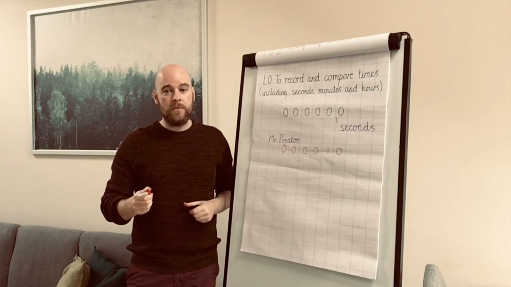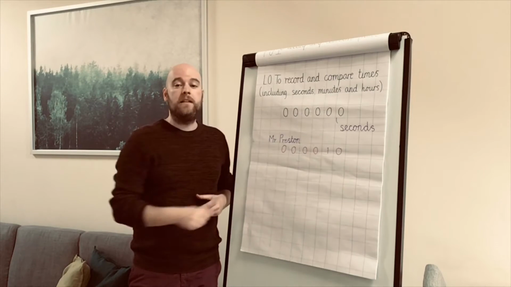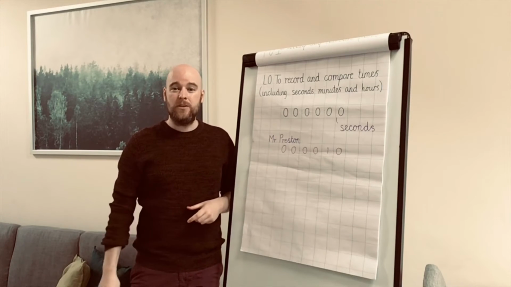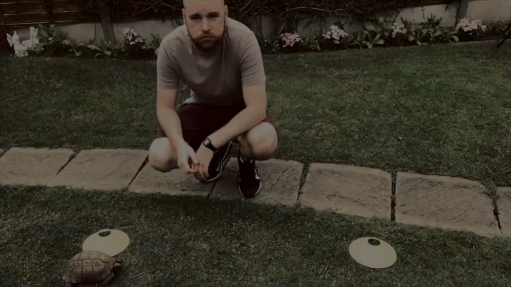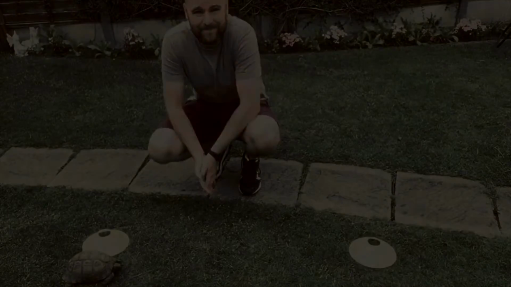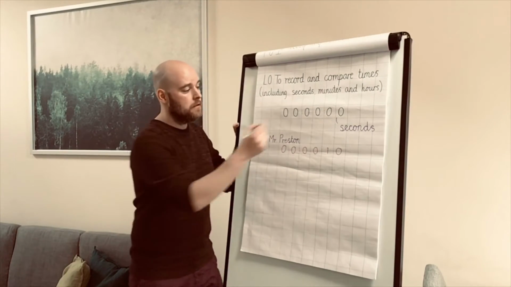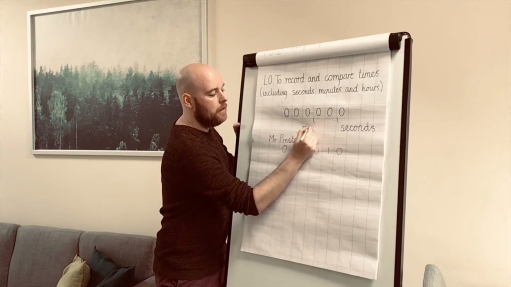Now, some things, if you remember at the start, there are 60 seconds in 1 minute. So when it goes past 60 seconds, we start to come into this minute column, because some things do take a lot longer than 60 seconds. So if something goes over 60 seconds, we then need to start using these digits here, the minutes.